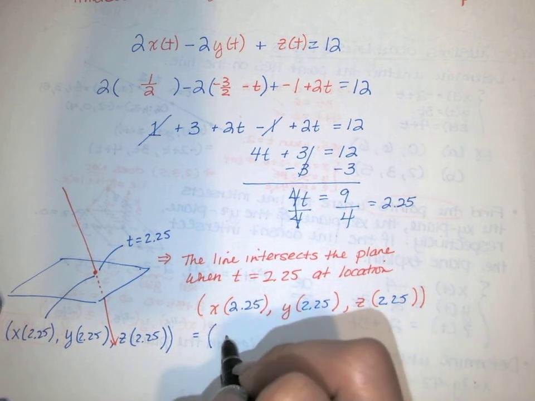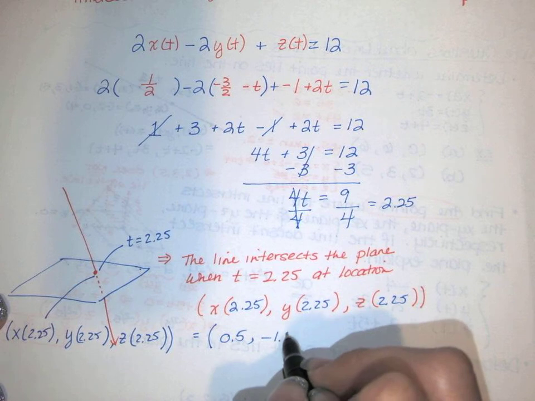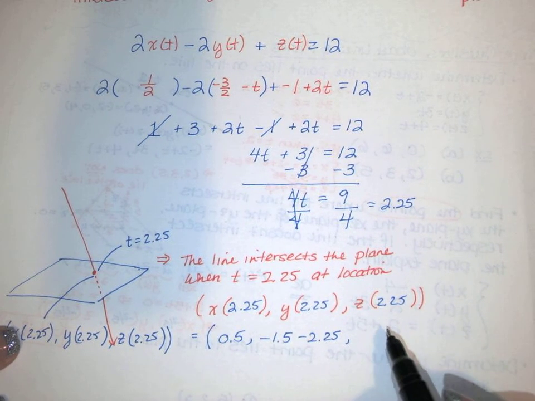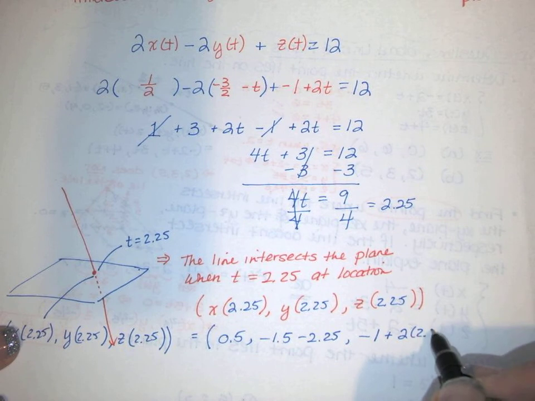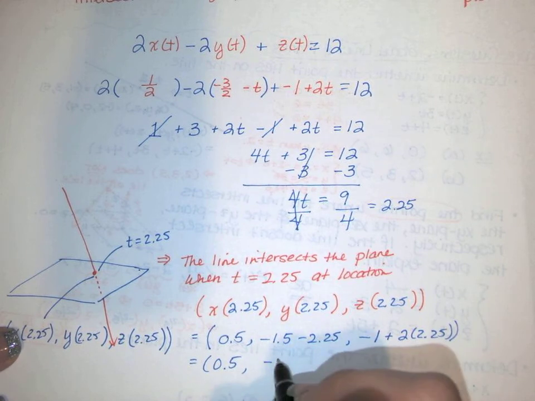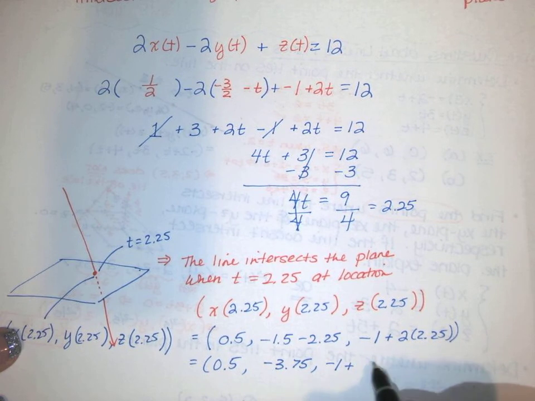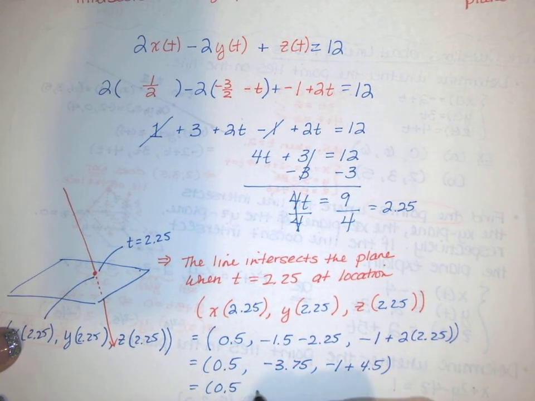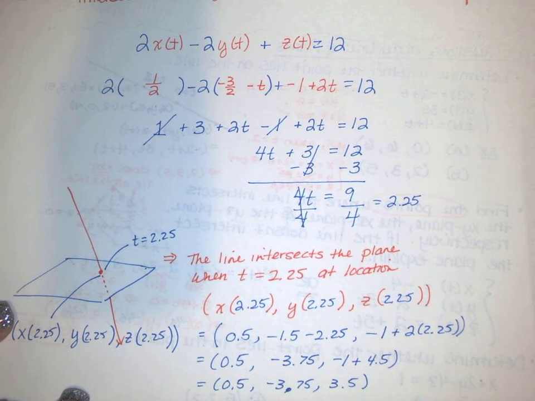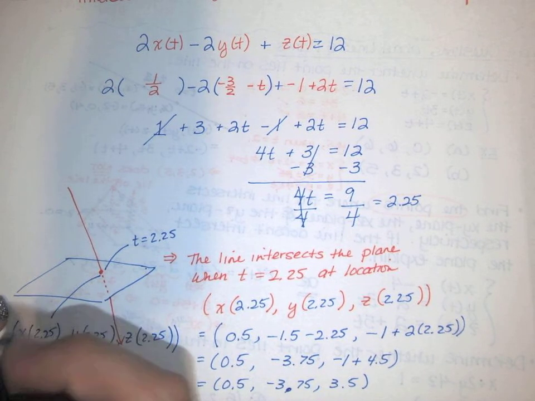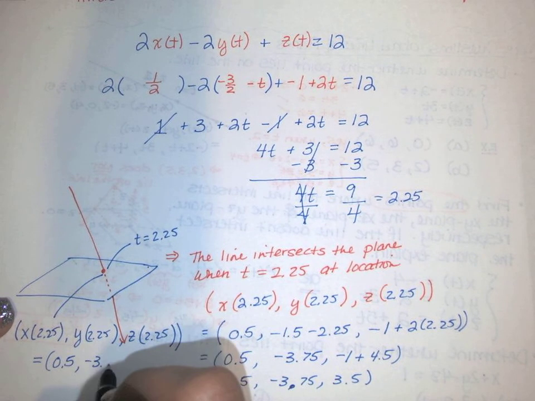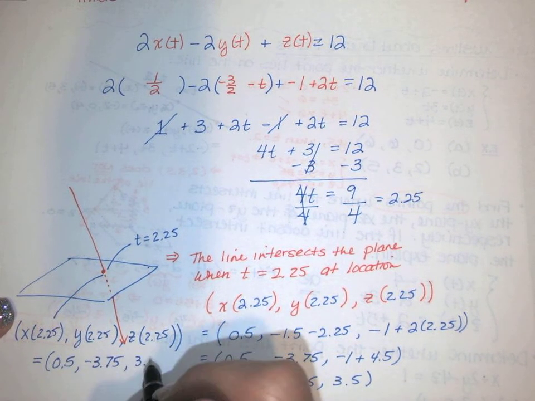And x was given to be 1/2. I'm just going to write it in decimal form, 0.5. Y was negative 1.5 minus t. And z was negative 1 plus 2t. So I have 0.5. Negative 1.5 minus 2.25 is negative 3.75. This is negative 1 plus 4.5, or 3.5. So our equations tell us that this line intersects the plane at x equals 0.5, y equals negative 3.75, and z equals 3.5.